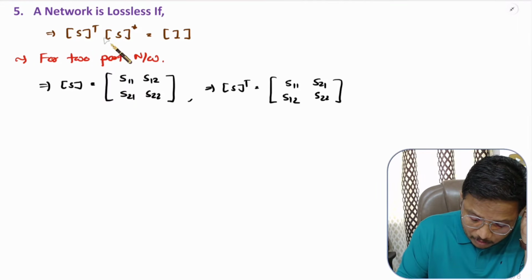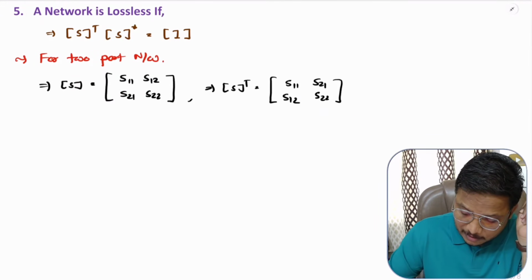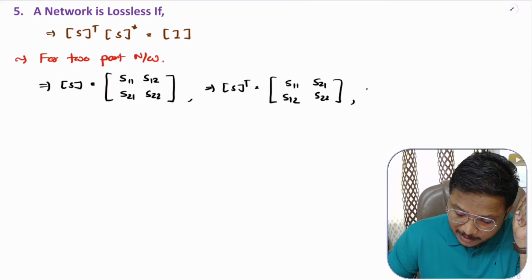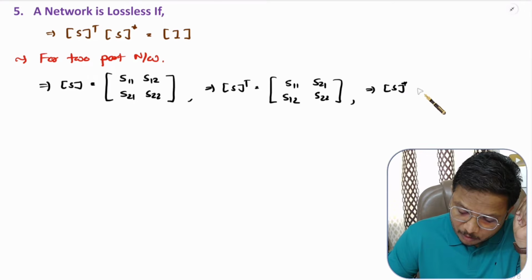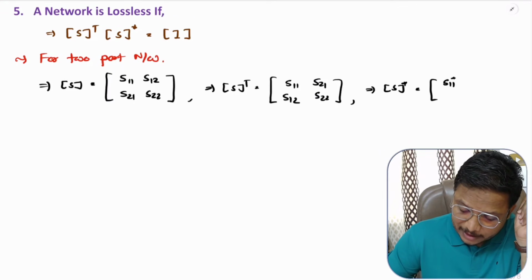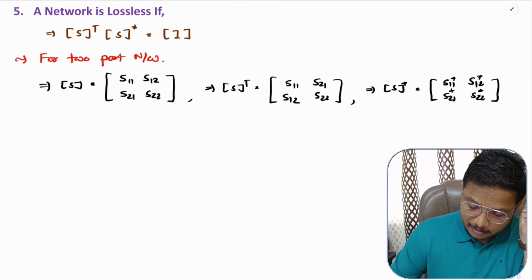And we need to have the conjugate of the S matrix. So what is the conjugate of the S matrix? The conjugate of the S matrix is the conjugate of all the elements. So here we will have S11 conjugate, S12 conjugate, S21 conjugate, S22 conjugate, right?